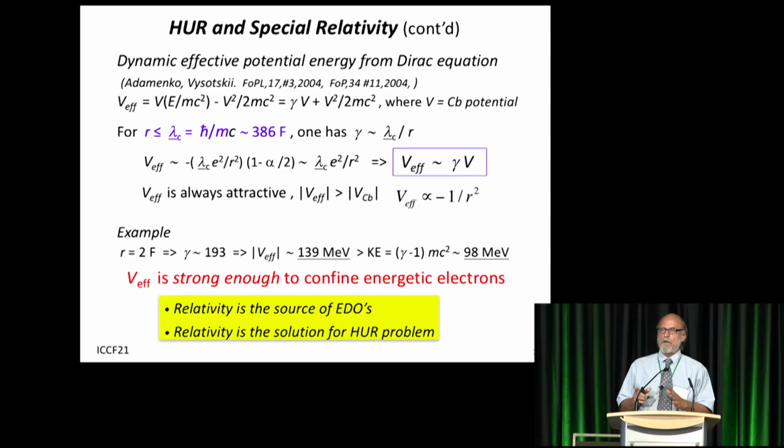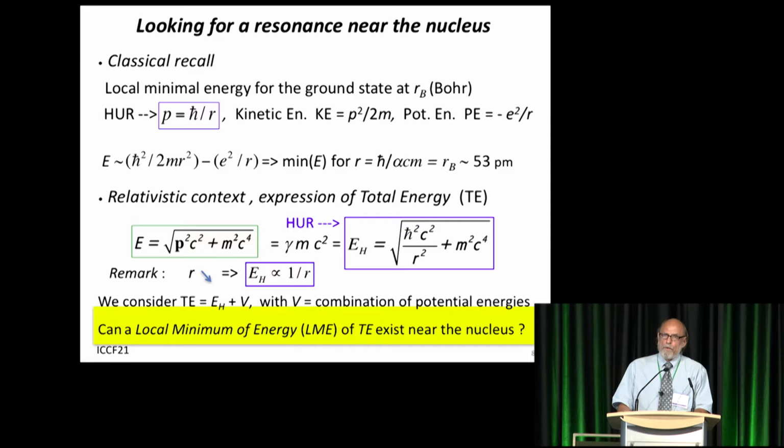Going through the equations, we really come up with the result that the effective potential, when we actually look at the effect of relativity on the potential. And remember, when you're talking relativity, you are concentrating the fields that the electron is encountering. And those concentrated fields give you much stronger forces. Those are the relativistic enhancement effects. So relativity is the source of the electron deep orbits, but it's also the solution for the Heisenberg uncertainty relationship. So we've shown that the electron can exist in the deep orbit and can be confined there.